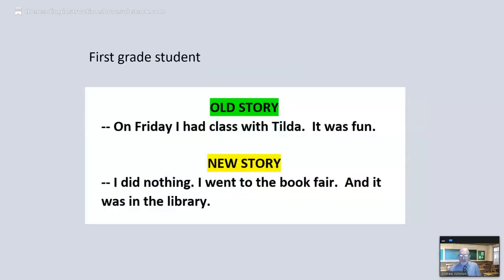With a first grade student, we always started with reading their last, we called it a story, and then we'd write their new story. And what's nice about this is you can save these stories and they can go back and see what they were doing 2 weeks ago.